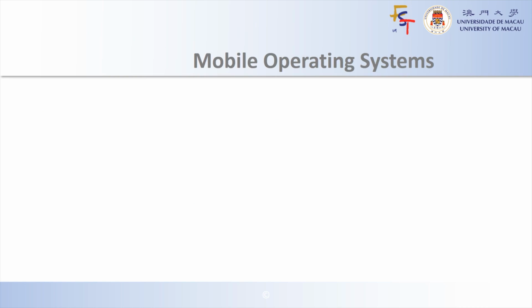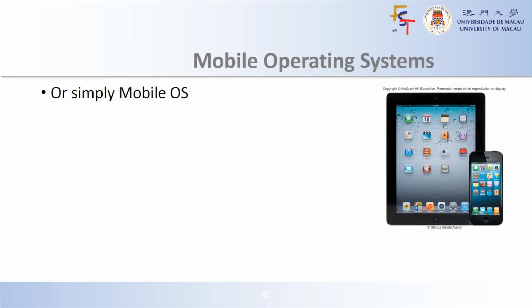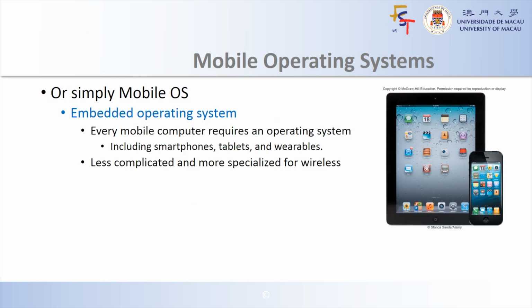Mobile operating systems, or simply mobile OS, are a type of embedded operating system. Every mobile computer, including smartphones, tablets, and wearables, requires an operating system. These mobile operating systems are less complicated and more specialized for wireless communication. Some of the best known are Android, iOS, and Windows Phone 8.